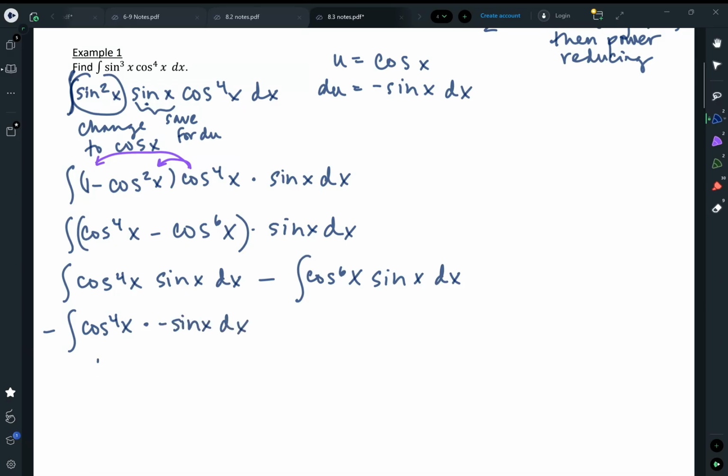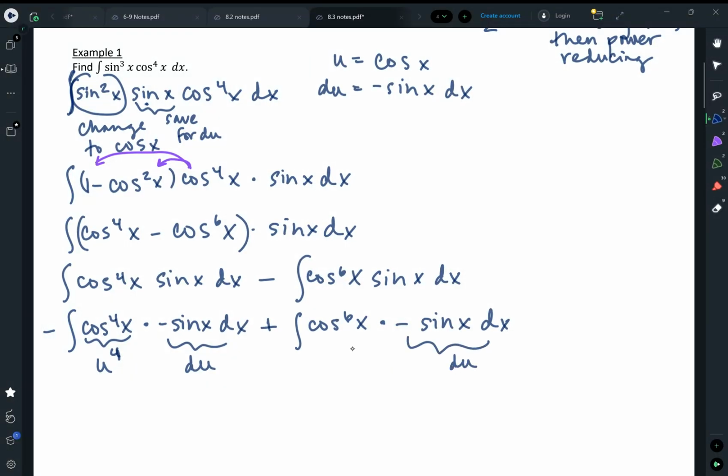So now I have like my u to the fourth, and this is my du over here. And then I already have a minus here, so I'm going to make it plus, so just basically move that negative sign to the middle of this. So I have that negative sine x that I need for my du. And this one is basically like u to the sixth. So now I've got my power rule.